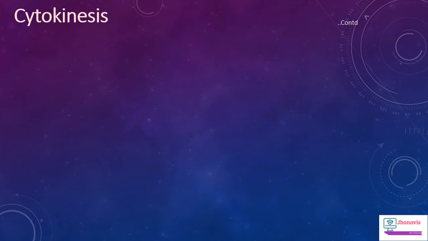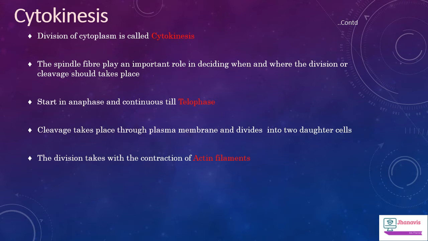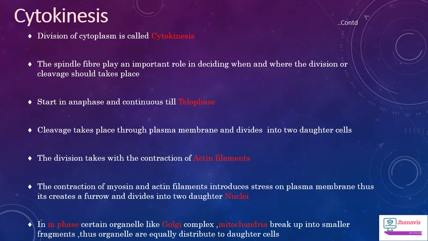Cytokinesis. Division of the cytoplasm is called cytokinesis. The spindle fibers play an important role in deciding when and how the division should take place. It starts in anaphase and continues till the telophase. Cleavage takes place through the plasma membrane with the help of the actin and myosin filaments. The contraction of myosin and actin filaments introduces a stress on the plasma membrane, thus it creates a furrow and divides the cell into two. In M phase, certain organelles like Golgi complex and mitochondria break up into smaller fragments, thus organelles are equally distributed into the daughter cells.